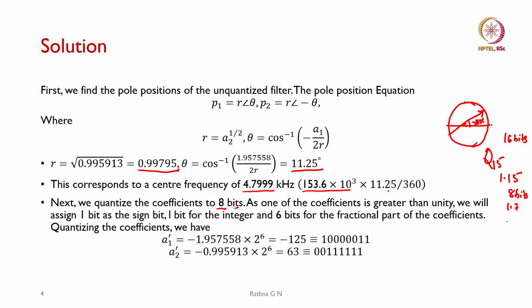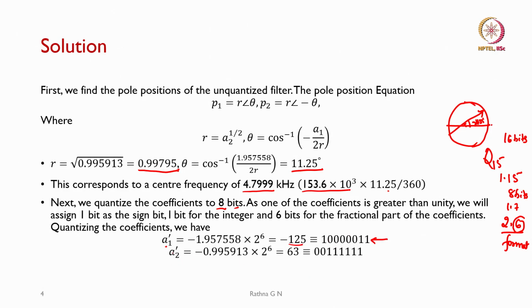So, what happens to this? We will be representing it as 2.6 format. This is the format I need to represent this value. Then I have 6 bits for my fractional representation, which I have to convert. So, my coefficient A1 becomes A1 dash, which I will be putting as minus 1.957555 into 2 power 6, rounding off or truncating, whichever you can do. It comes out as minus 125. If you represent it in binary, this is the value you will be representing.